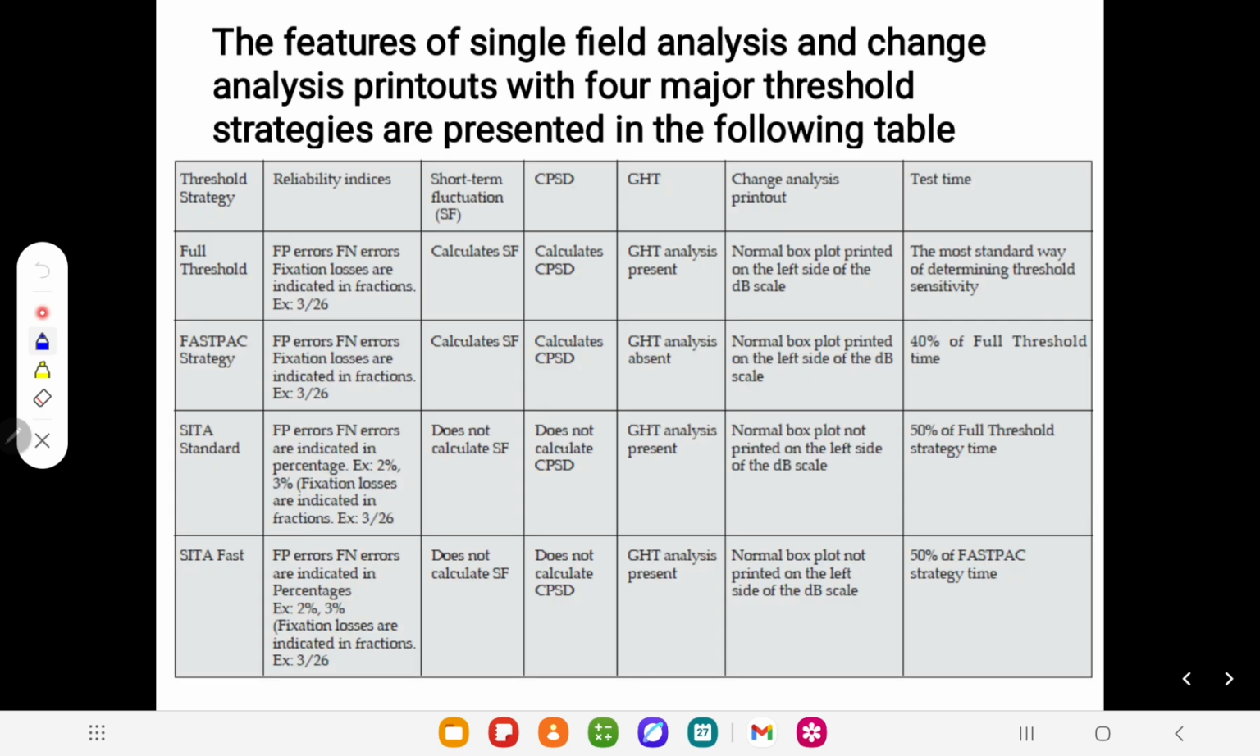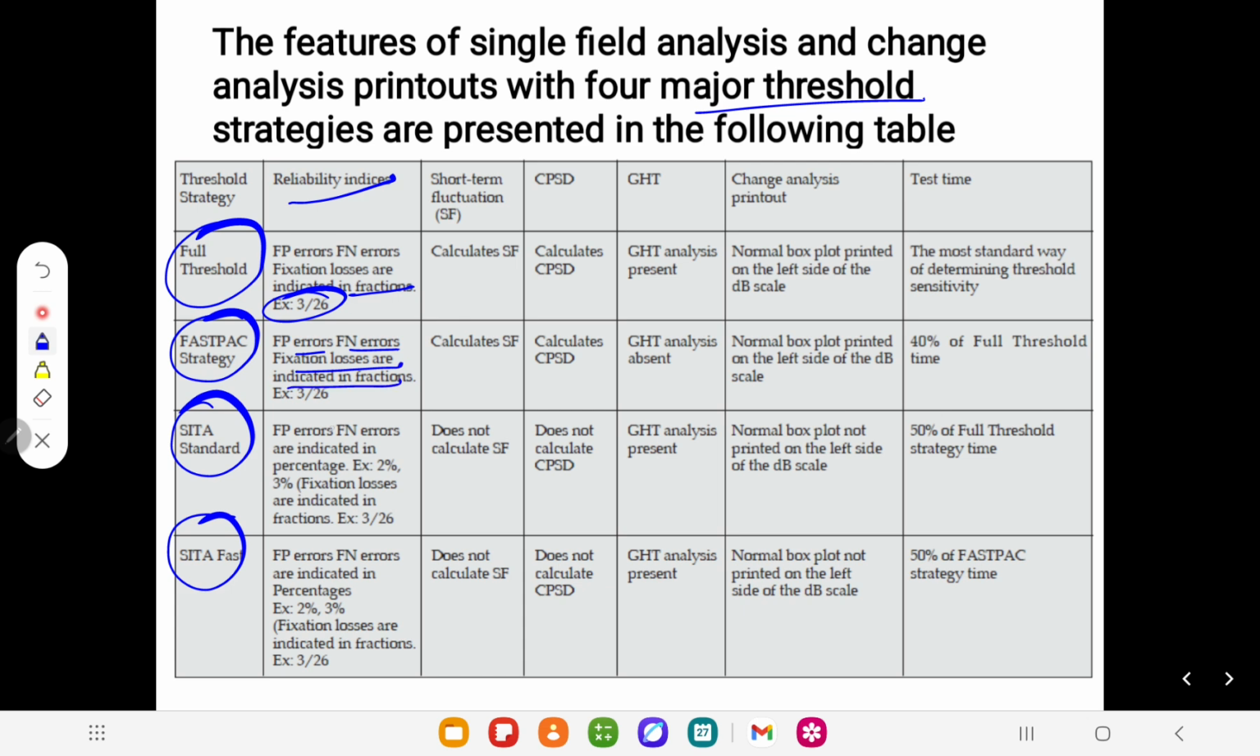So finally, the features of single field analysis and change analysis printout with four major threshold strategies are as follows. Four major threshold strategies means Full Threshold, FASTPAC, SITA Standard and SITA Fast. Okay, so what are the differences in reliability indices? False positive error, false negative error, and fixation loss are indicated in fractions for Full Threshold and FASTPAC. But in case of SITA, false positive error and false negative error are indicated in percentage. In case of SITA Fast, it's indicated in percent.